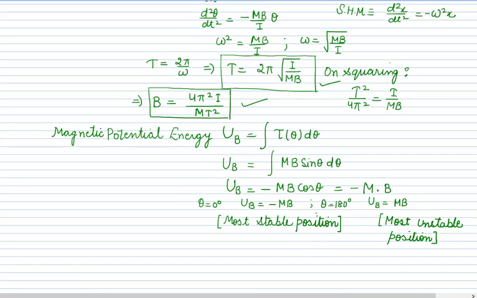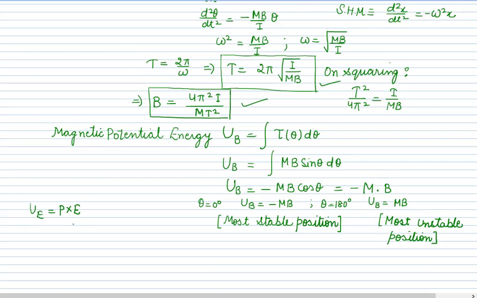And this is also similar to electrostatics, where we get the electrostatic potential energy as minus P dot E. Here also, in place of magnetic moment, you are having the dipole moment, and here you are having the electric field. So whenever you are using electrostatics, then you have electrostatic potential energy U_E as minus P dot E. So that is also similar to the electrostatics.